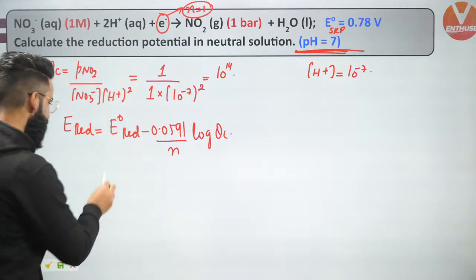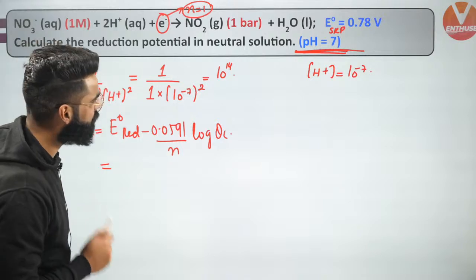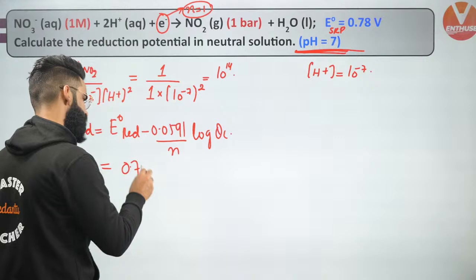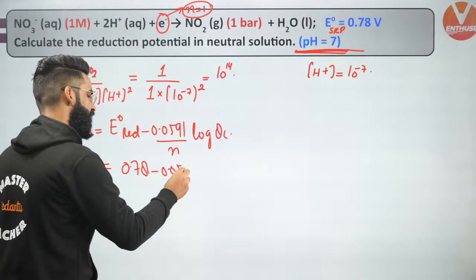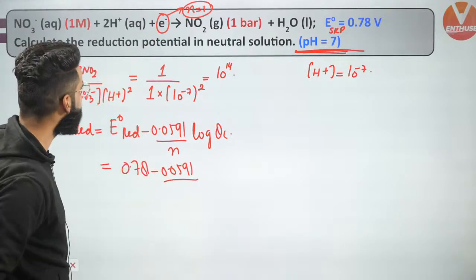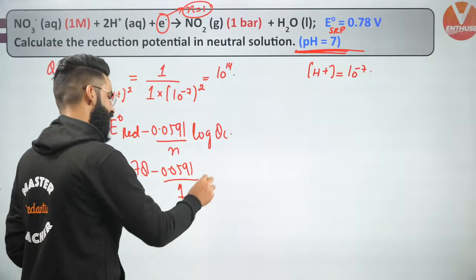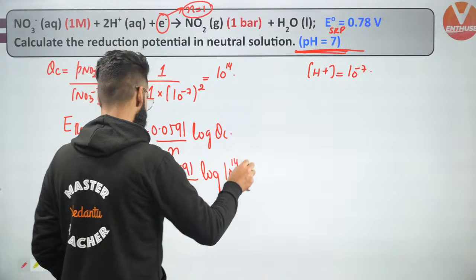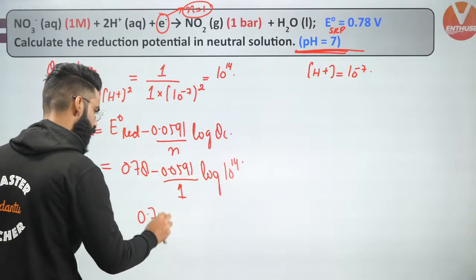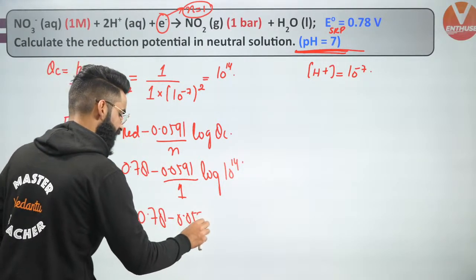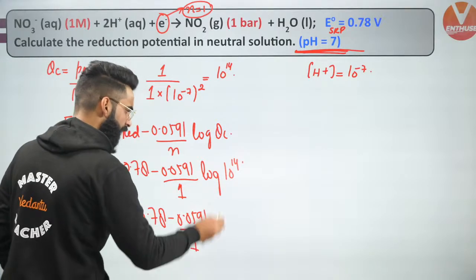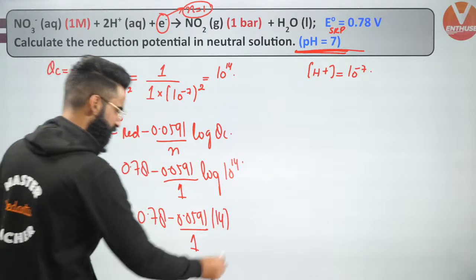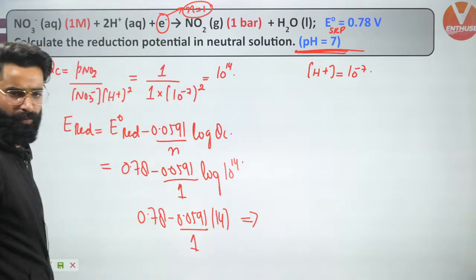Is the standard reduction potential value given to us? Yes, it is 0.78. It is 0.78 minus 0.0591 divided by the n value. Is the n value given to me? Absolutely, 1. It's going to be log of QC. The QC value is 10 to the power 14. So you'll be getting 0.78 minus 0.0591 divided by 1, times log of 10 to the power 14, which is 14. Log 10 is 1. Just solve it a bit and let me know the value of it exactly.